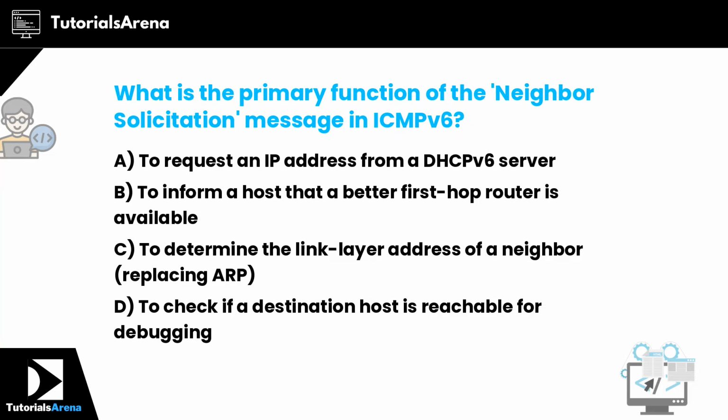What is the primary function of the neighbor solicitation message in ICMPv6? The correct answer is option C, to determine the link layer address of a neighbor, replacing ARP.